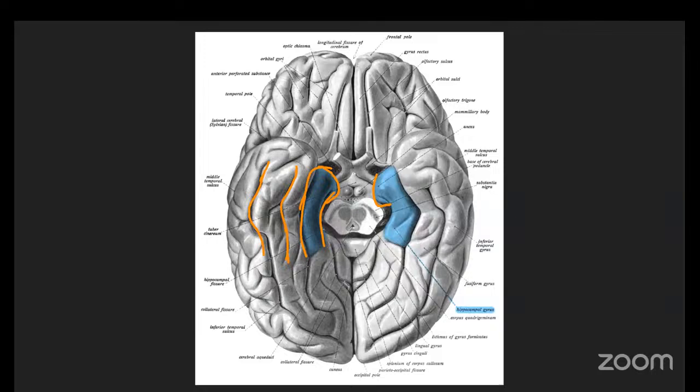And now you can also see how close the crura and how close the crural cistern is. This is the crura. This is the base of the cerebral peduncle. Oh, okay, it's labeled here as well. This region is the cerebral peduncle. So around it, we are also going to have the crural cistern.